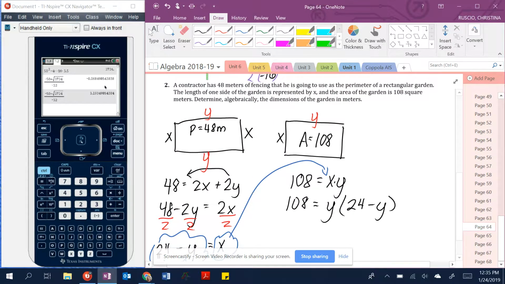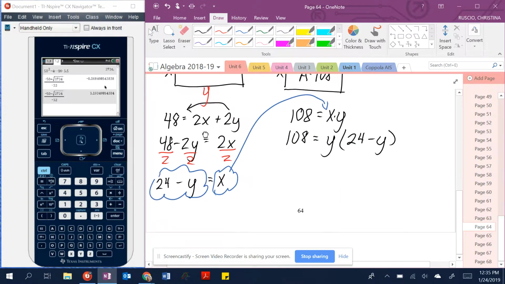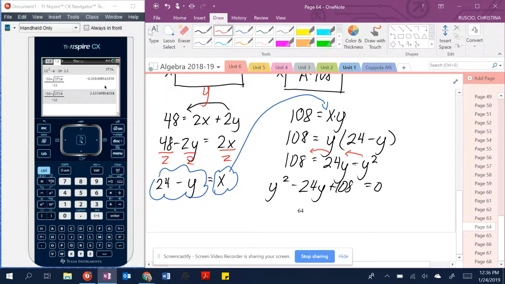Now, what are we looking for here? Let's read up in the problem again. We've got to find the dimensions of the garden. So we've got to know what x and y are. Okay, I think we can handle this. So 108 is equal to 24y minus y squared. Not digging the negative y squared, so let's bring everything to the left-hand side and sort it. So y squared minus 24y plus 108 equals 0. I took these and moved them to the other side because I didn't like that negative y squared.